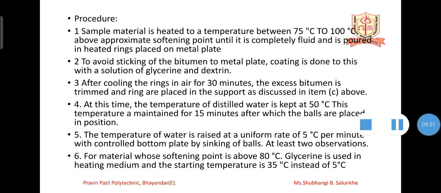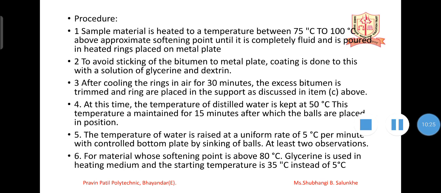After cooling the ring in air for 30 minutes, the extra bitumen is trimmed out and the ring is placed in the support as discussed earlier. Okay, then what are you going to do? You are going to remove the extra bitumen if it is there after cooling for 30 minutes in air. After that, you are going to remove the ring from the plate and place it in the apparatus. At this time, the temperature of the distilled water is kept at 50 degrees Celsius.